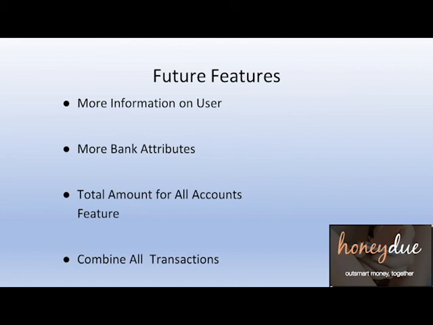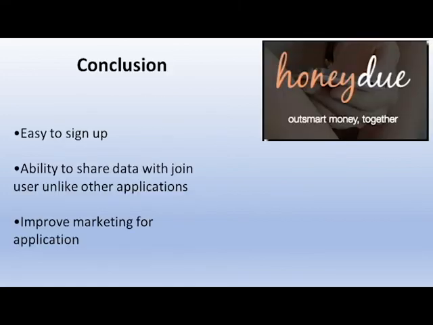A third possible feature would be an account total feature. This would be nice and convenient to just look at the total in all your accounts. Also to go with this would be a combination of all transactions. So there's a page on the app where you could look at all the transactions from the credit card, the transactions from the bank, and just see them all in front of you on one page.